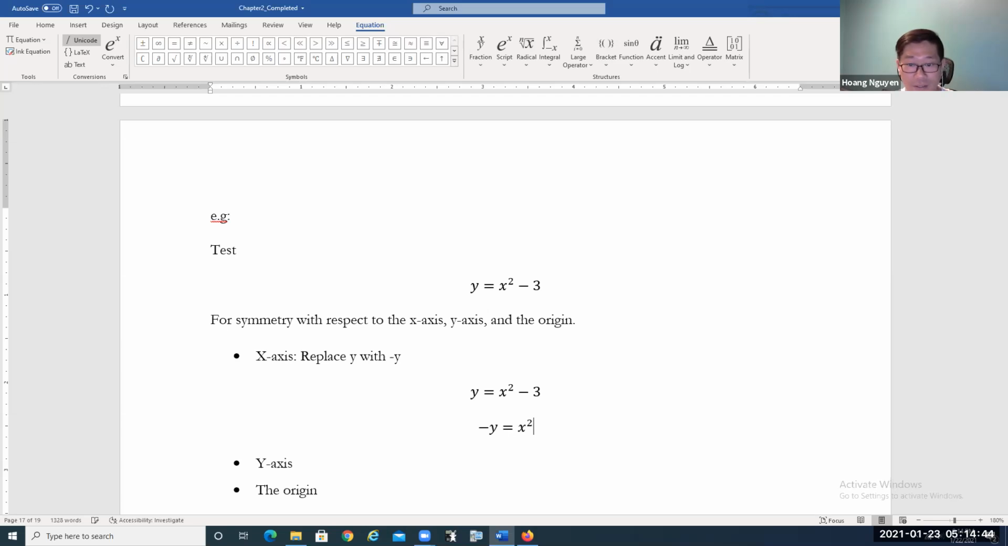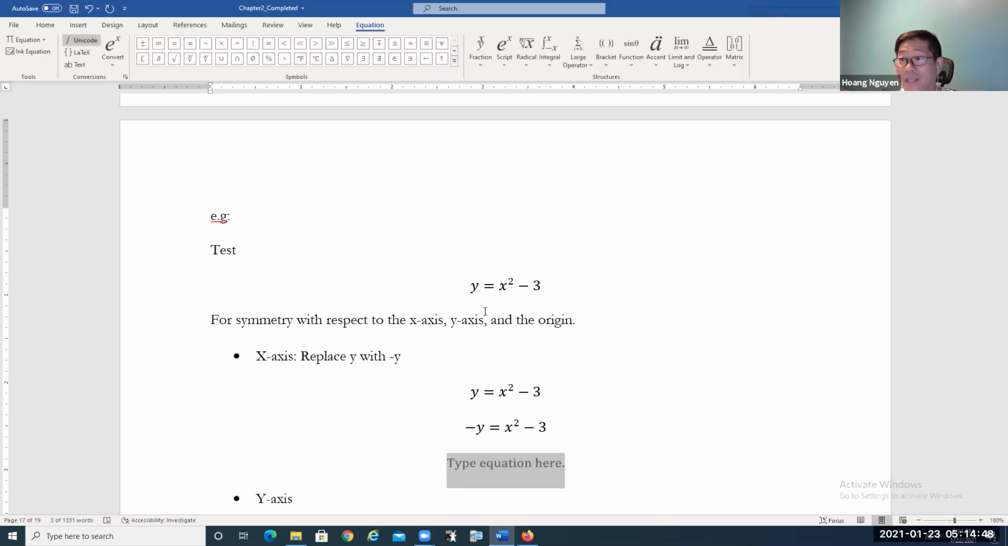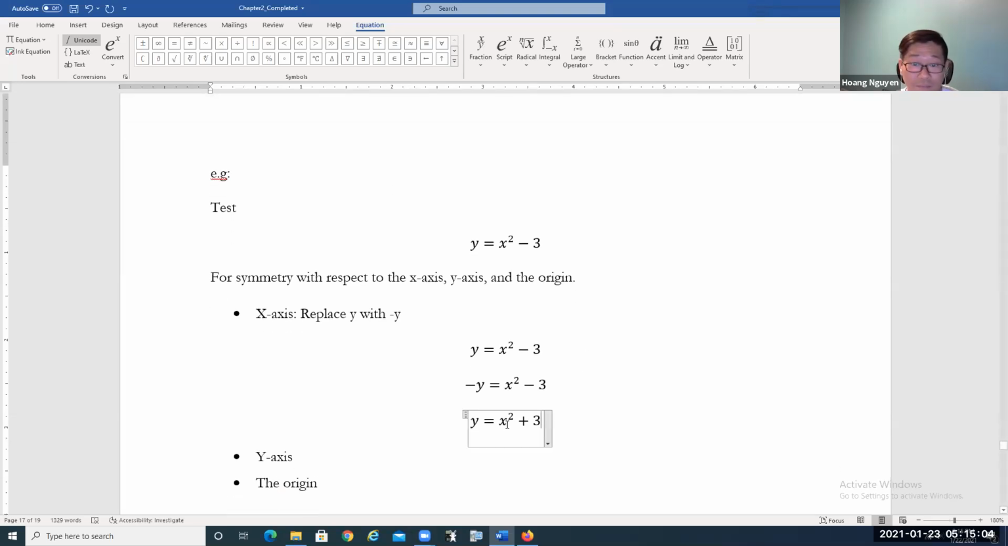x squared minus 3. Most of the time we don't want negative y's in front of the y's over here, right? So we divide both sides by negative 1. When you divide both sides of this equation by negative 1, we get negative x squared plus 3. Sorry, I forgot the negative, so we have negative x squared.